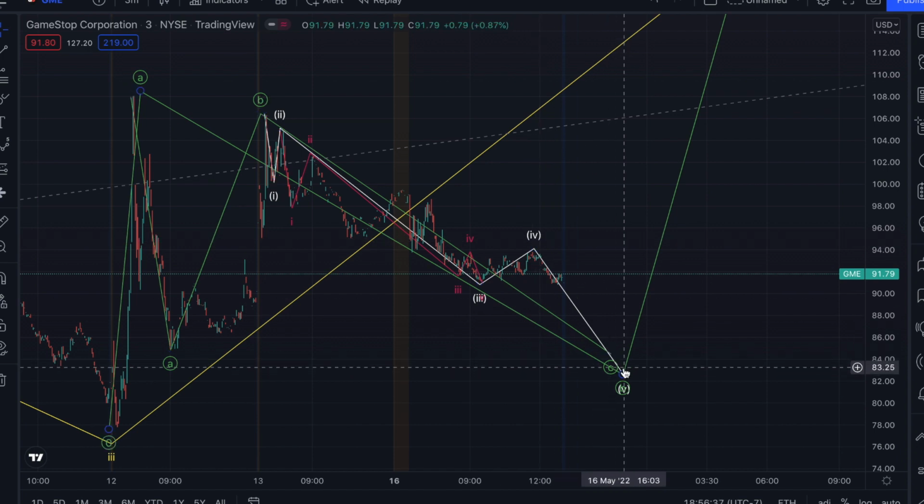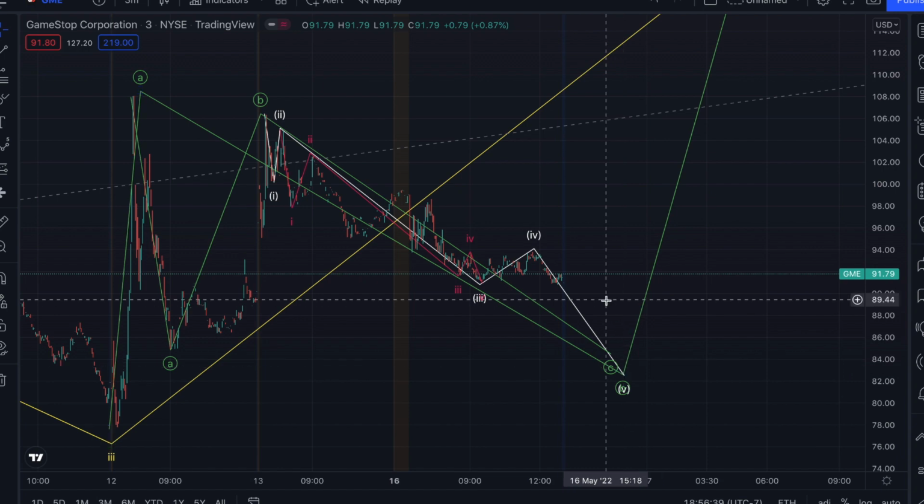Now this could bottom at 83. This could bottom at 88. We don't know. I lean 88.